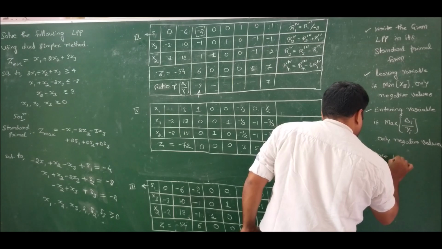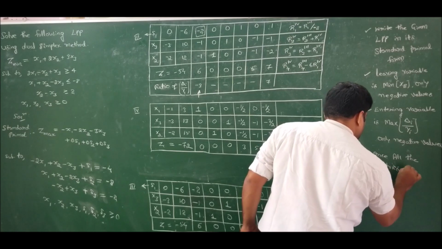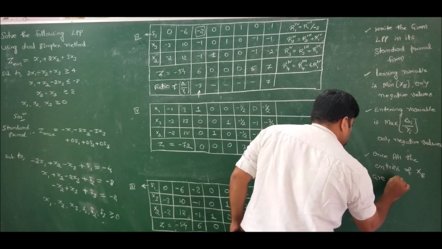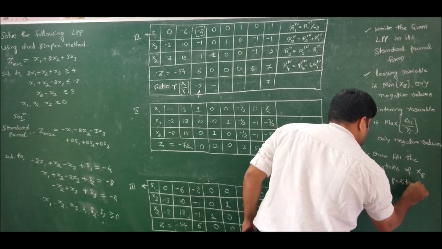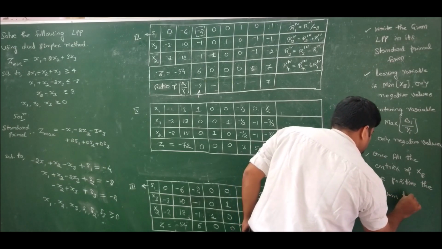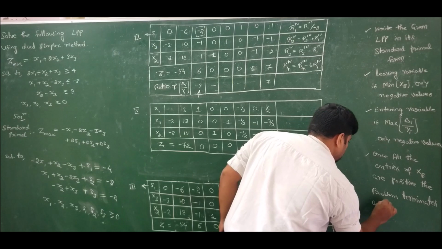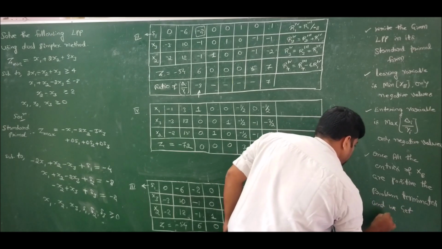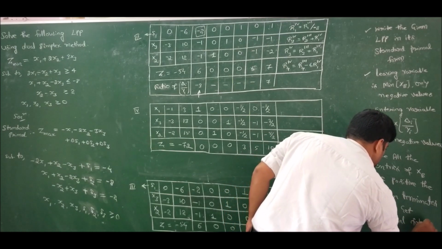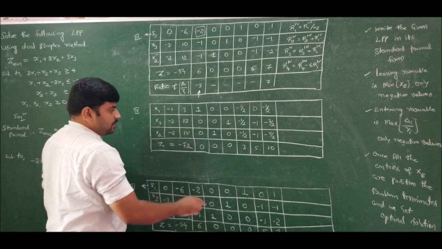Once all the entries of XB column are positive, the problem terminates and we get optimal solution. So all the entries are positive, hence the problem terminates.